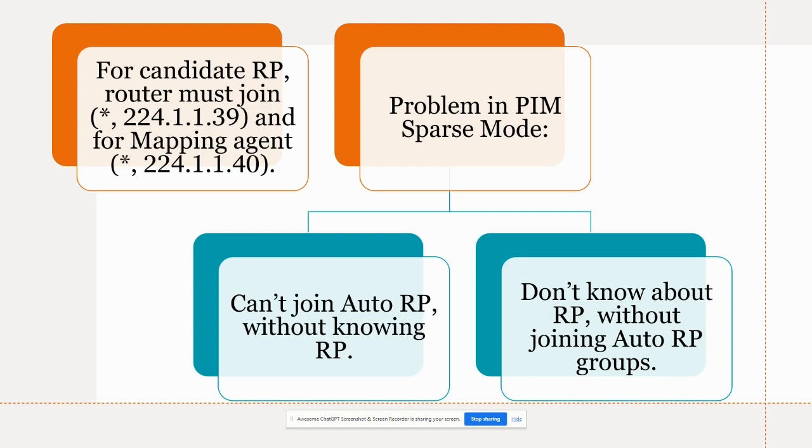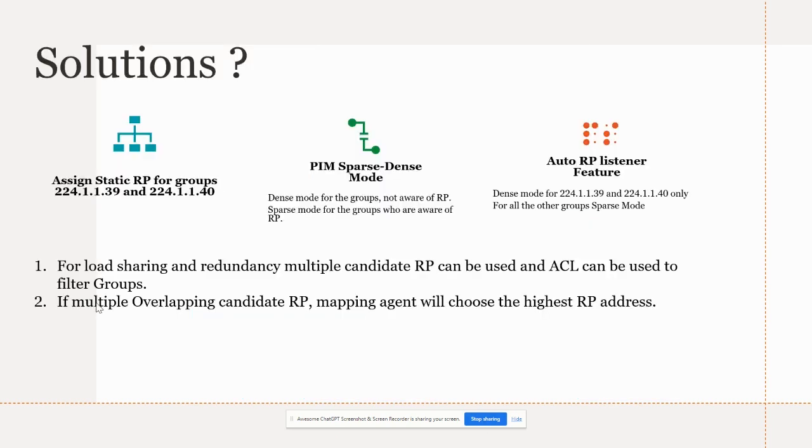And then I'm going to talk about a couple of issues which can occur in PIM sparse mode. The first issue is that if the device is not aware of the RP, then it cannot connect to the auto RP. The second problem is that if they don't know about the auto RP, then they also can't connect to the RP. So it's kind of a chicken and egg case. We don't know which came first. To mitigate this issue, there are a couple of solutions which I'm going to discuss in the next slide.